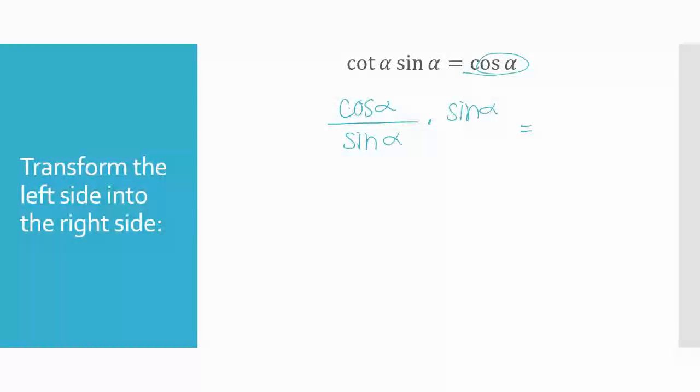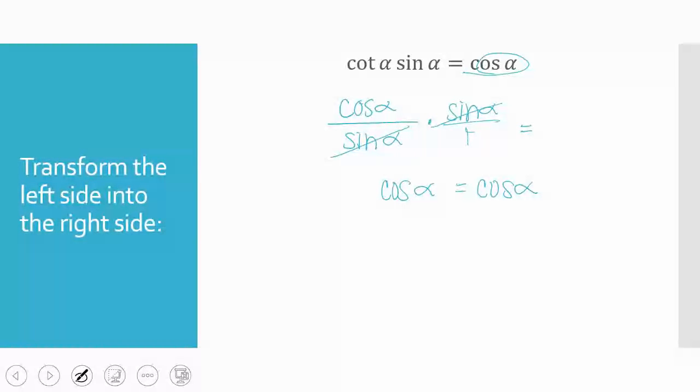Now I've got cosine over sine times sine. And I'm just going to put this over 1 to make it look nicer. Remember that when you're multiplying and you have something on the top that's the same as the bottom, they actually cancel each other out, which leaves me with cosine of alpha over 1, which is cosine of alpha, which, hey, guess what, equals cosine of alpha. Okay, so that one actually wasn't too bad. I simply substituted in for cotangent what it's equivalent to, which is cosine over sine. I multiplied and I simplified.